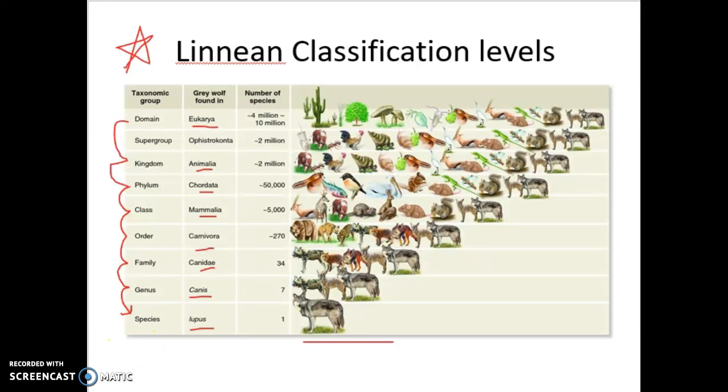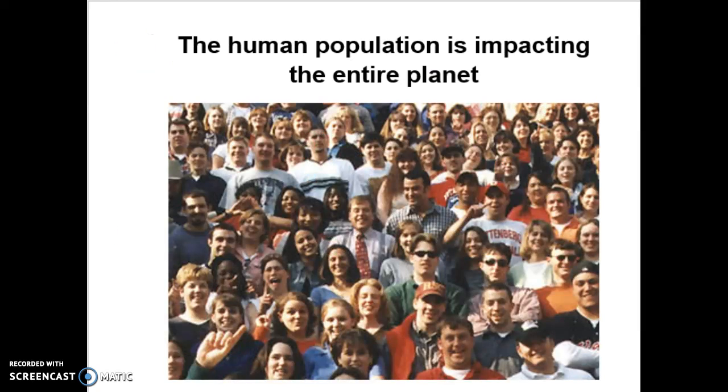Okay, so that gives us an idea of the diversity of what we have on the planet. There's a whole lot out there. There's a lot of life out there and still a lot of life to explore. As we go through the semester, something we will look at is how our population, our species, the human species, is impacting the entire planet.